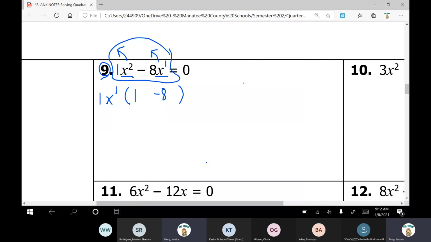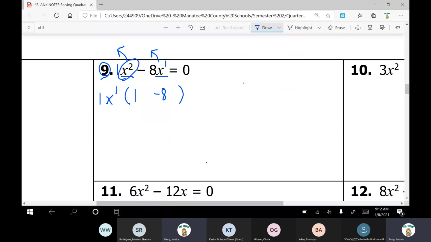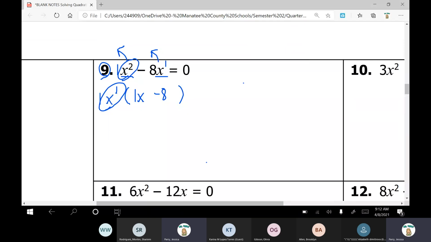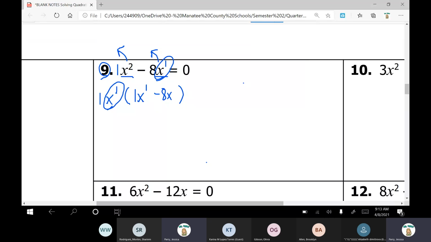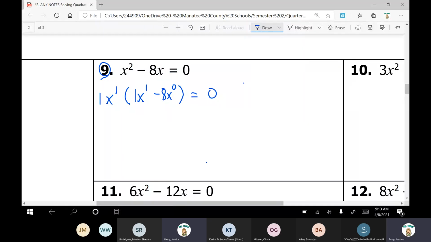Now let's simplify. We've got x to the power of 2 divided by x to the power of 1. Just subtract your exponents. 2 minus 1 is 1. And then our next one, x to the power of 1 divided by x to the power of 1. Subtract your exponents. 1 minus 1 is 0. So we factored it out. I'm going to set this equal to 0, and let's clean this up a little bit.